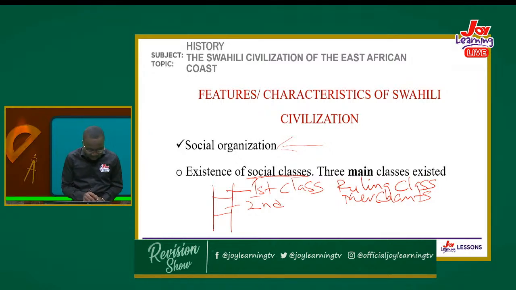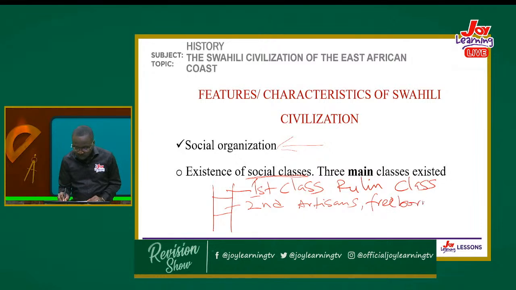Now the second class has to do with artisans or freeborns. That is, citizens or members of the society who were free. They were not slaves, or they were not pawns held by any group of people. They were people who could live their normal life. So it's more like they don't belong to the ruling class. I don't want to use the word ordinary, but they are the regular citizens, if you like. We are using the regular citizens because the people who occupied the bottom of the ladder, who in this case are the third class, were the slaves and pawns.